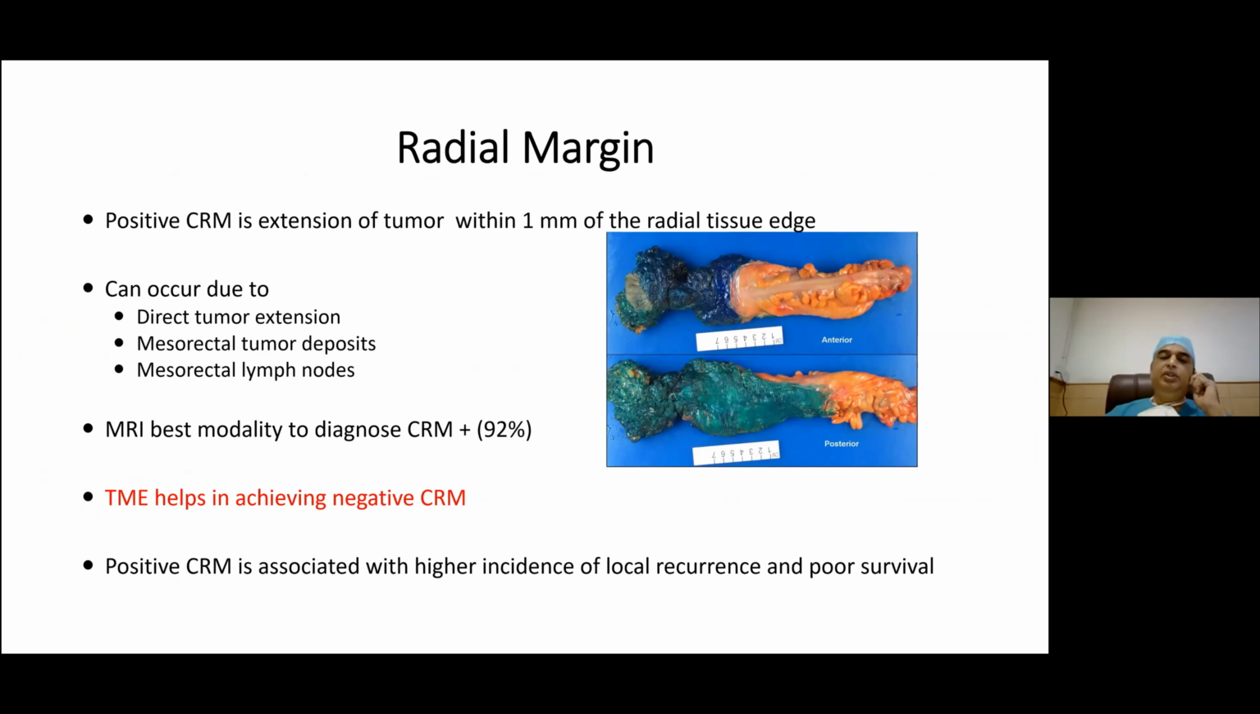Coming to margins, usually the problem comes with a positive CRM. The circumferential resection margin is important. If the tumor lies within 1 millimeter, then the CRM is positive. And it can occur due to direct tumor extension, the mesorectal lymph nodes or any tumor deposits. So TME helps in achieving a negative CRM, and positive CRM is associated with a high local recurrence rate.